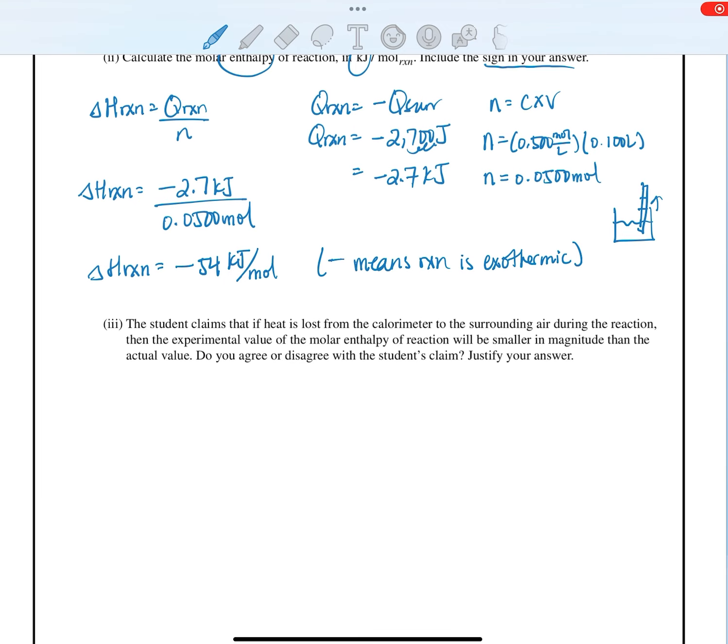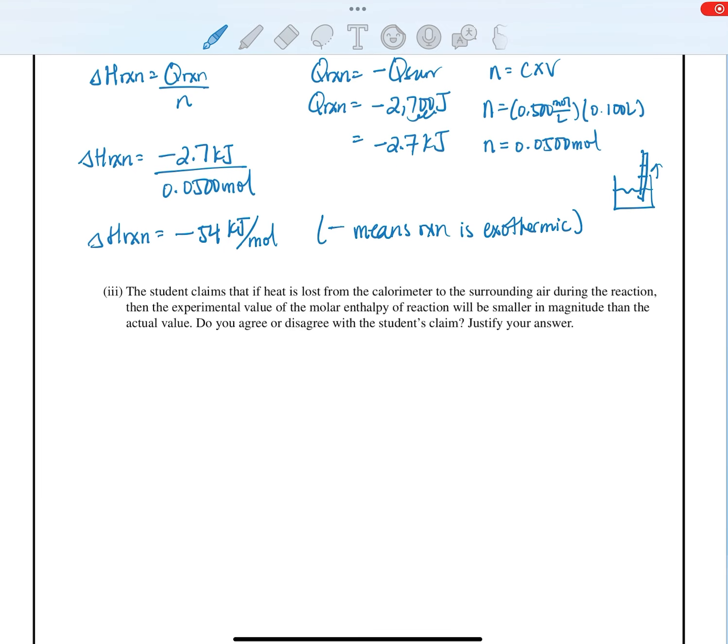Okay, final question here. This is a little wordy again, but it's basically saying that the student claims if heat is lost from the calorimeter to the surrounding air during the reaction, then the experimental value of molar enthalpy of reaction will be smaller than the magnitude of the actual value. Do you agree or disagree with the student's claim? So, first of all, I think we need to figure out what we mean by experimental value and then actual value.